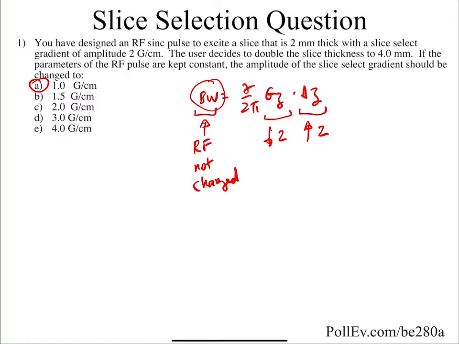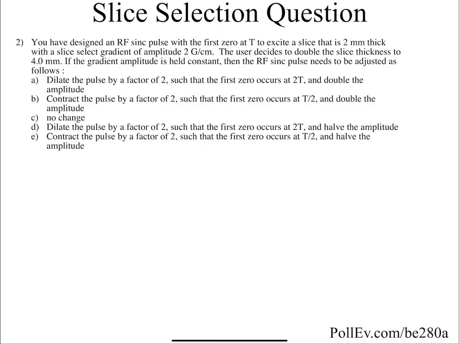Then you could keep the Gz the same, right? If you wanted to double the slice thickness. Say that again. If you double the bandwidth and you double the slice thickness, then Gz could stay the same, right? Okay. Everyone okay with that? All right. Next question. This one is similar to this, in this case, you're keeping the gradient amplitude constant, and now you're asked what to do to the RF pulse.